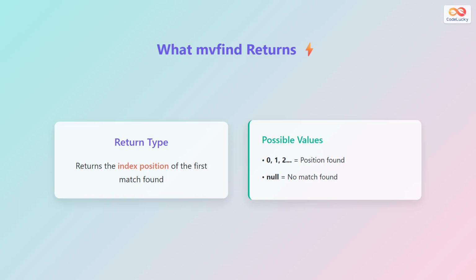Understanding what the mvfind command returns is crucial for effectively using this function. The command returns the index position of the first match it finds within the multi-value field. Index positions start from 0, so if the first value in your multi-value field matches your pattern, mvfind will return 0. If the second value matches, it returns 1, and so on. If no match is found anywhere in the multi-value field, the command returns null, indicating that your pattern was not found.